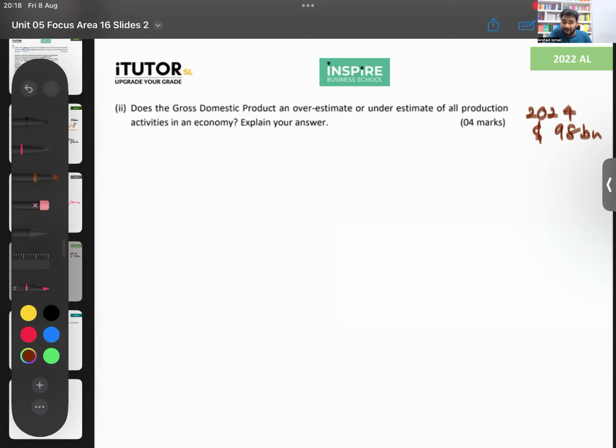What do you think? Okay, can you give me points? Why do you think it's an underestimation? Why is the GDP an underestimation? You're saying actual productive activities are more, but GDP is saying only 98 billion, but we have done more here. Yes, you can talk about the underground economy, right?